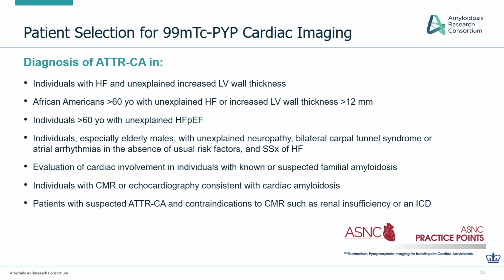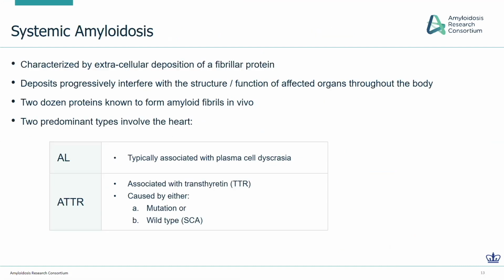Evaluation of cardiac amyloidosis can also be performed with PYP imaging in individuals who have either known or suspected familial amyloidosis, so they're relatives, for example, of a proband, and individuals with either a cardiac MR or echo that's consistent with amyloid. Certainly, PYP imaging would often be the next best test. And patients with suspected transthyretin amyloidosis and contraindications to MR, such as those who have indwelling pacemakers, defibrillators, or renal insufficiency. So a large population that could be evaluated for this emerging test.